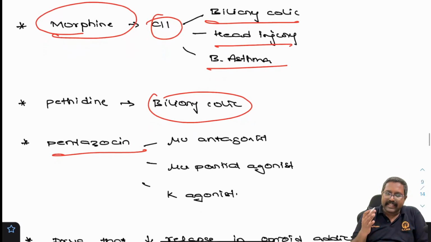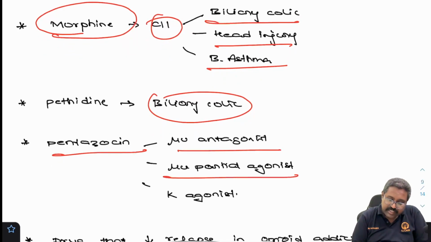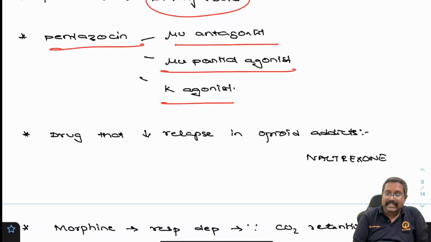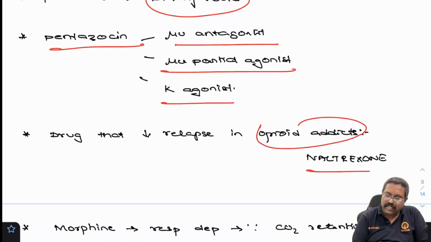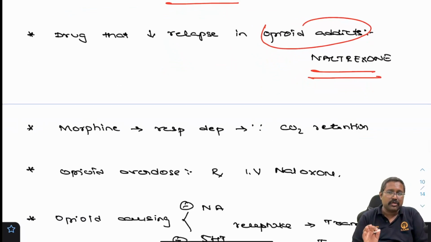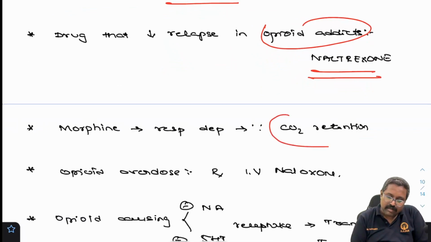Pentazocine, they have three actions. One is mu antagonistic action, mu partial agonistic action, and kappa agonistic action. So drug that will decrease the relapse in case of opioid addicts, you use the naltrexone, which is the opioid receptor antagonist. So morphine can cause respiratory depression, is the most common cause of death due to the carbon dioxide retention.